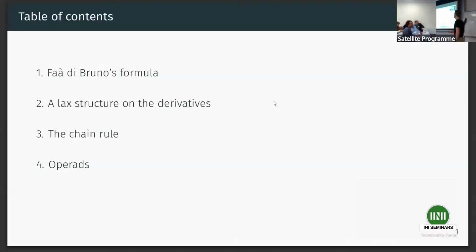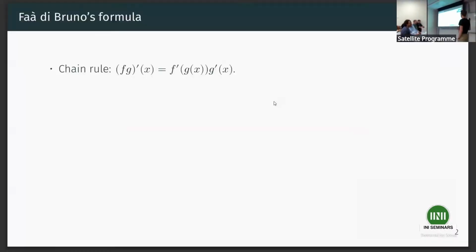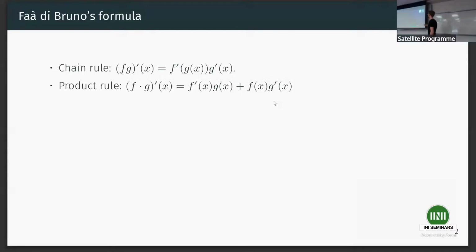So in classical calculus, there's this formula that is often referred to as the finite Faà di Bruno formula. It's something the chain rule in calculus is about; it tells you how to compute the derivatives of the composite of two functions in this way. We've all done this a very long time ago, I assume.